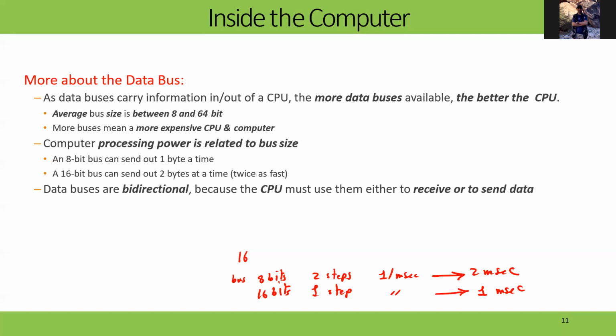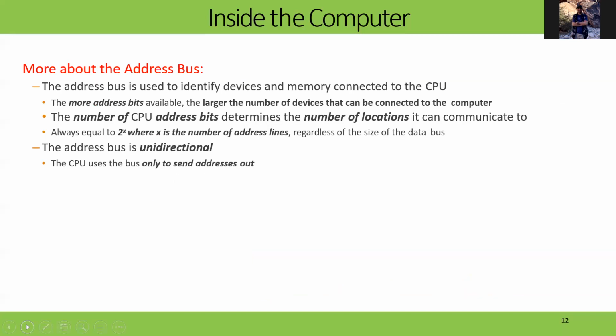So of course, if you have wider buses and more buses, basically, you're going to have a more expensive CPU or computer, because it's faster. And as we said, data buses are bidirectional because they are used to send or receive data. But control buses are just unidirectional, and also address buses. As we said, the address bus is unidirectional.